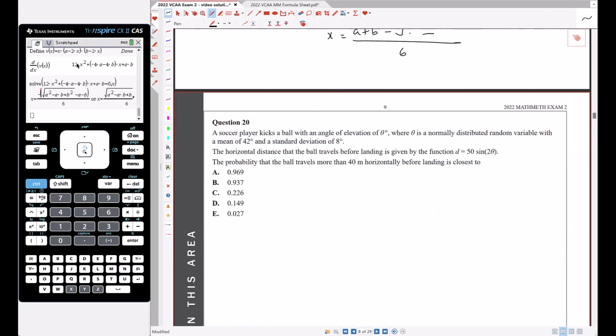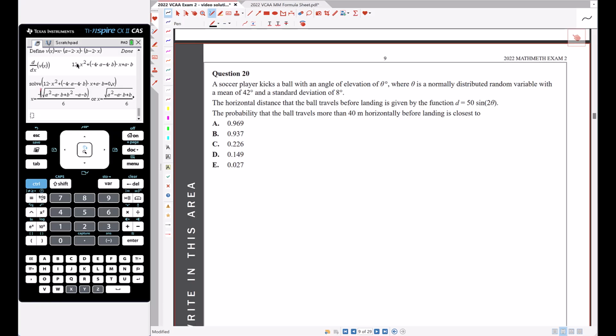Okay, and then the last multiple choice, question 20. A soccer player kicks a ball with an angle of elevation of theta degrees, where theta is normally distributed around a variable with a mean of 42 and a standard deviation of 8. The horizontal distance that the ball travels before landing is given by the function d equals 50 sine of 2 pi. The probability that the ball travels more than 40 meters horizontally before landing is closest to. Okay, so I think we need to work out that if the horizontal distance is 40, what does that mean for the angle?